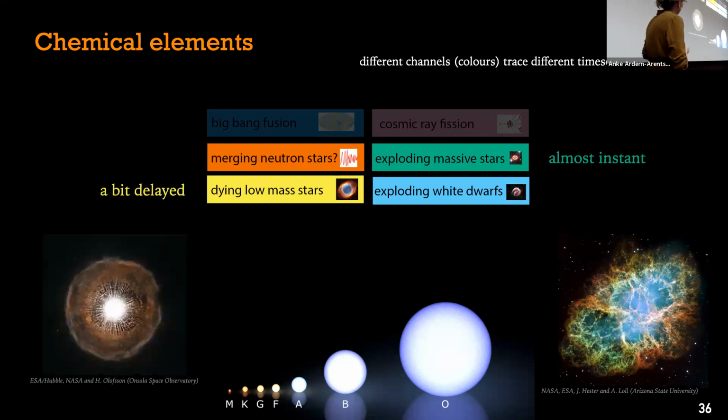Then there are these dying low mass stars, in this range, A, F, G or so. These are the winds of these dying stars. They're not exploding, but they are shedding their outer layers. And in this process, they produce these yellow elements. So they're a bit delayed. They take time because these smaller stars take longer to evolve. So if you have the first stars, they explode. If you have a next generation of stars, these elements are not yet contributing, but these are. So you should see that in the pattern of these stars.